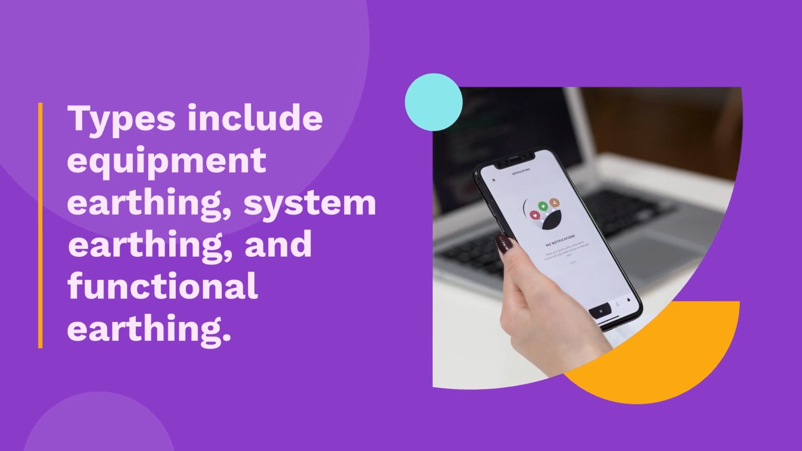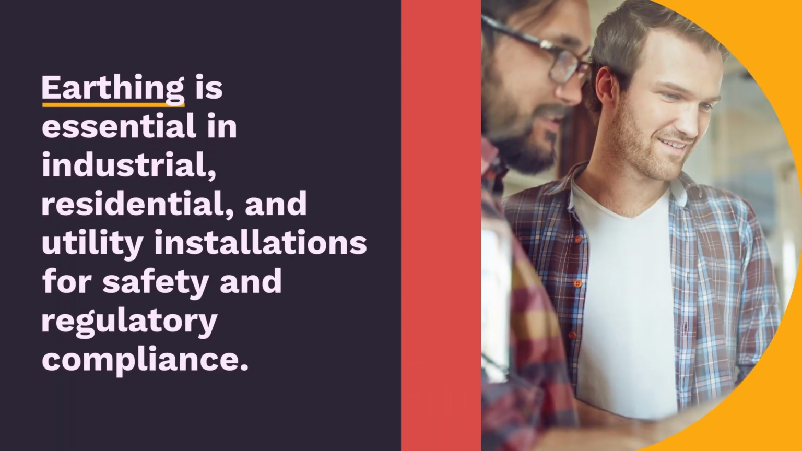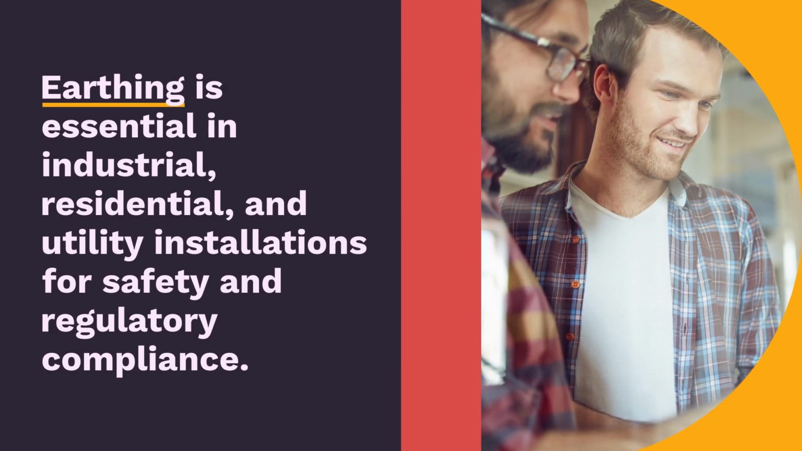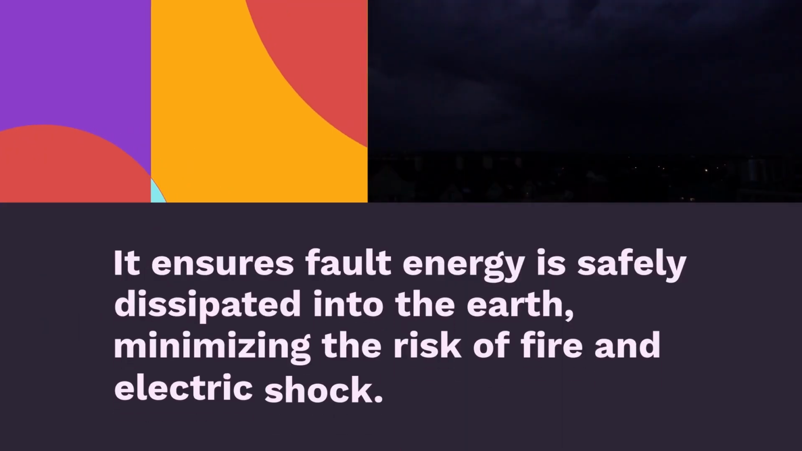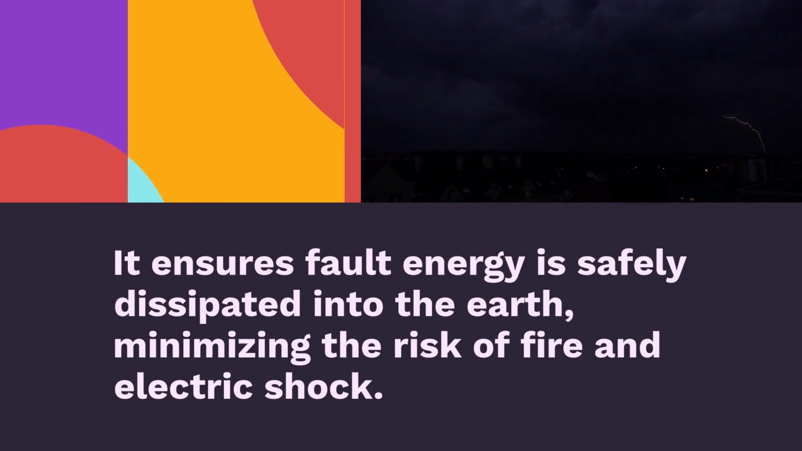Types include equipment earthing, system earthing, and functional earthing. Earthing is essential in industrial, residential, and utility installations for safety and regulatory compliance. It ensures fault energy is safely dissipated into the earth, minimizing the risk of fire and electric shock.